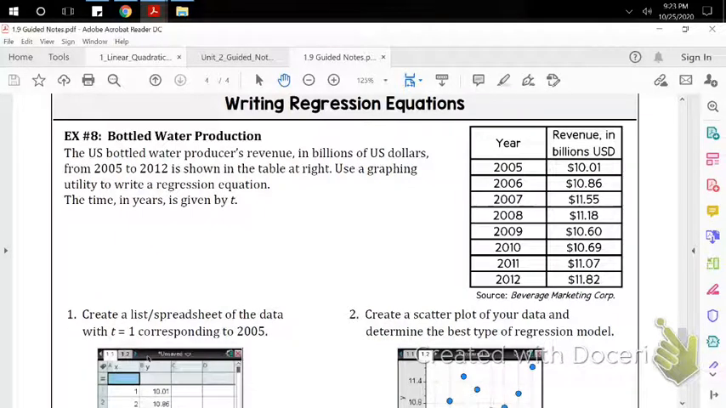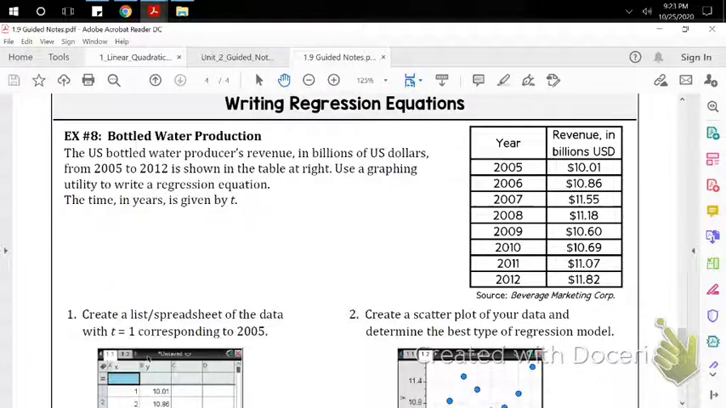Alright, and then example 8 is talking about writing regression equations. So it says the U.S. bottled water producers' revenue in billions of U.S. dollars from 2005 to 2012 is shown in the table at the right. Use a graphing utility to write a regression equation. The time in years is given by T.